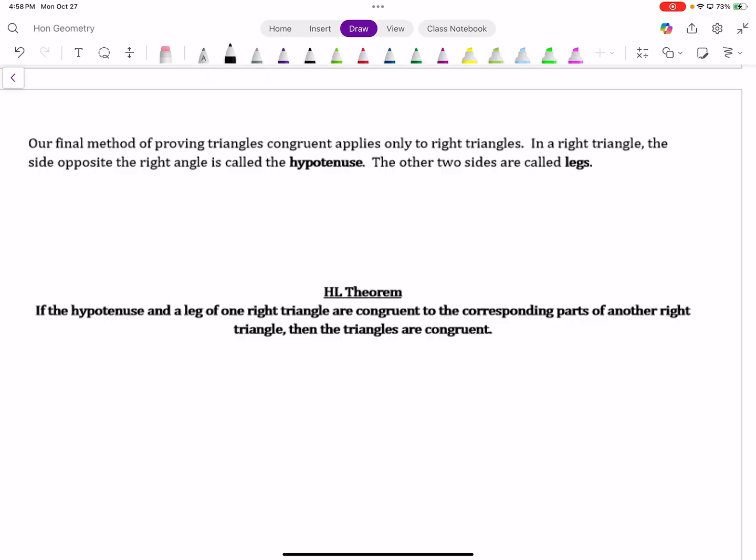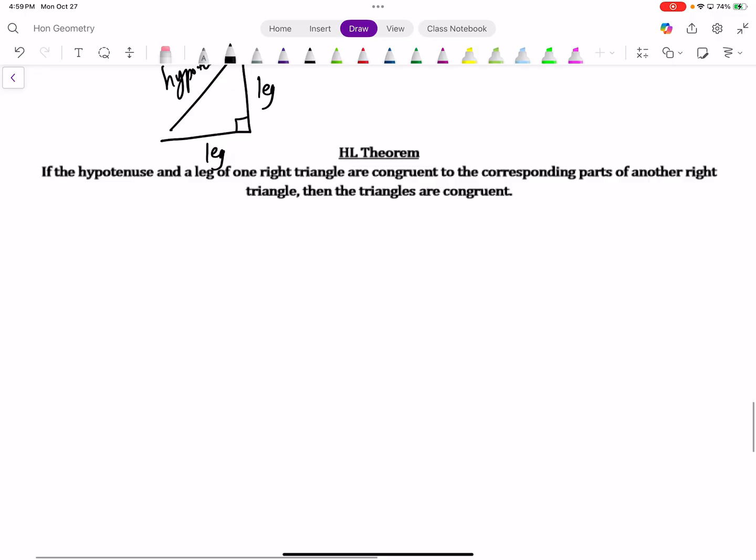is only good for a right triangle. And I know you know this. I feel silly even writing it down, but that's a leg, that's a leg, that's a hypotenuse. You're like, yeah, duh, Miss Brant, I know this. All right, so the hypotenuse leg theorem. It says if the hypotenuse and a leg of one right triangle are congruent to the corresponding parts of another right triangle, then these 2 triangles are congruent.